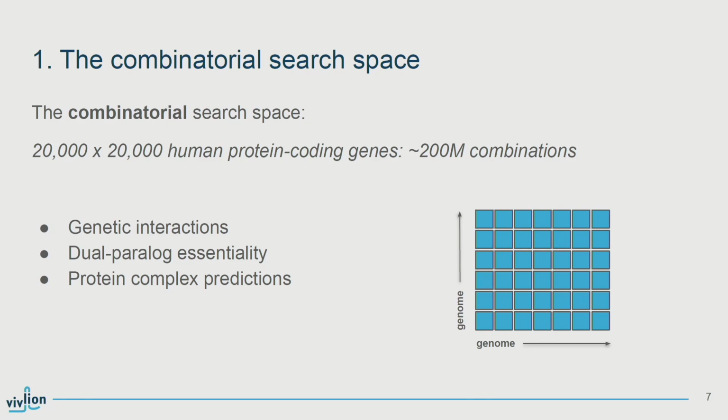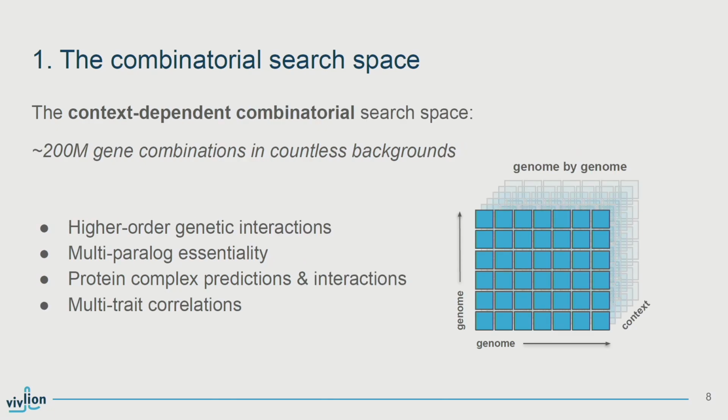Those exclude ABBA pairs, so we equalize those. And that can tell you something about genetic interactions, dual paralog essentiality, as I said earlier, but also protein complex predictions. If you're interested in this, we can talk off stage a little bit. But even here, that's just for a given context. You consider context, the search space becomes unimaginable. It's too large to handle, right?